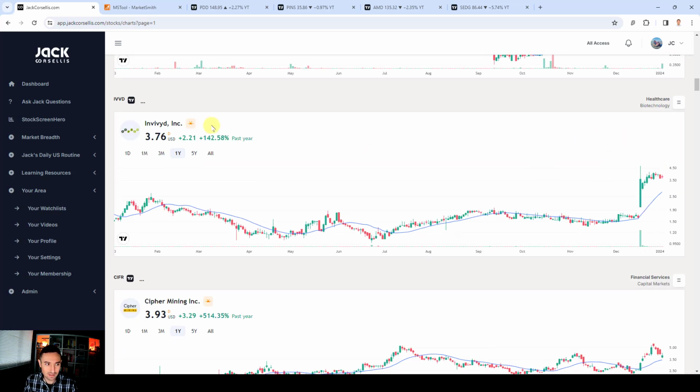Now, if I'm specifically looking at gaps here, IVVD, okay? Look at the gap up here. This is a biotech, so potentially it's FDA approval or something like that, or a positive trial result has come out.